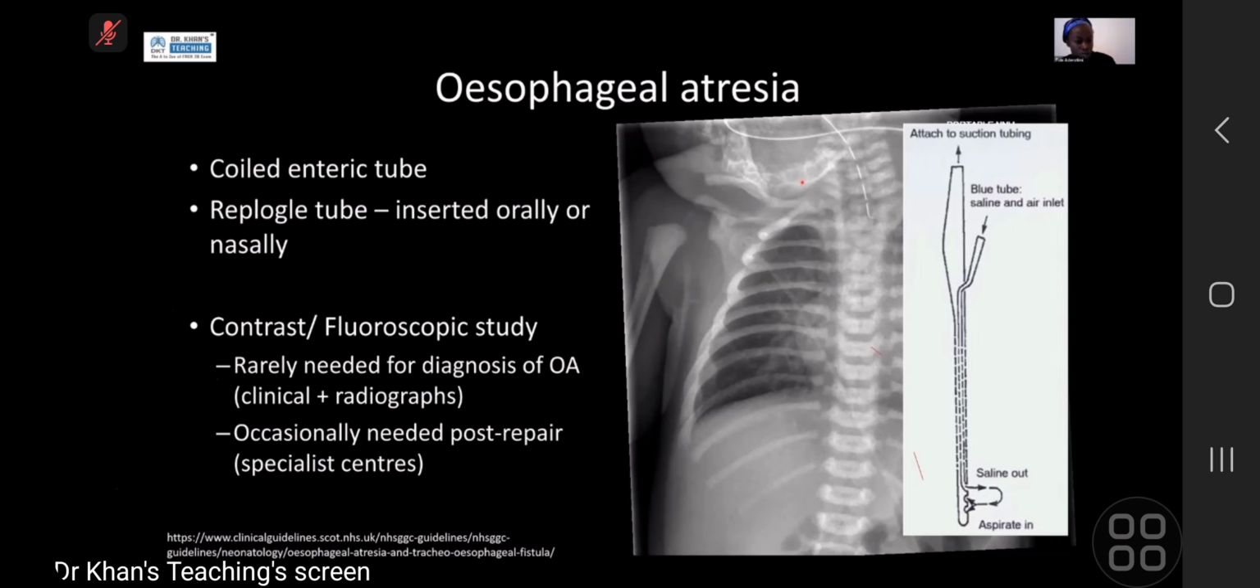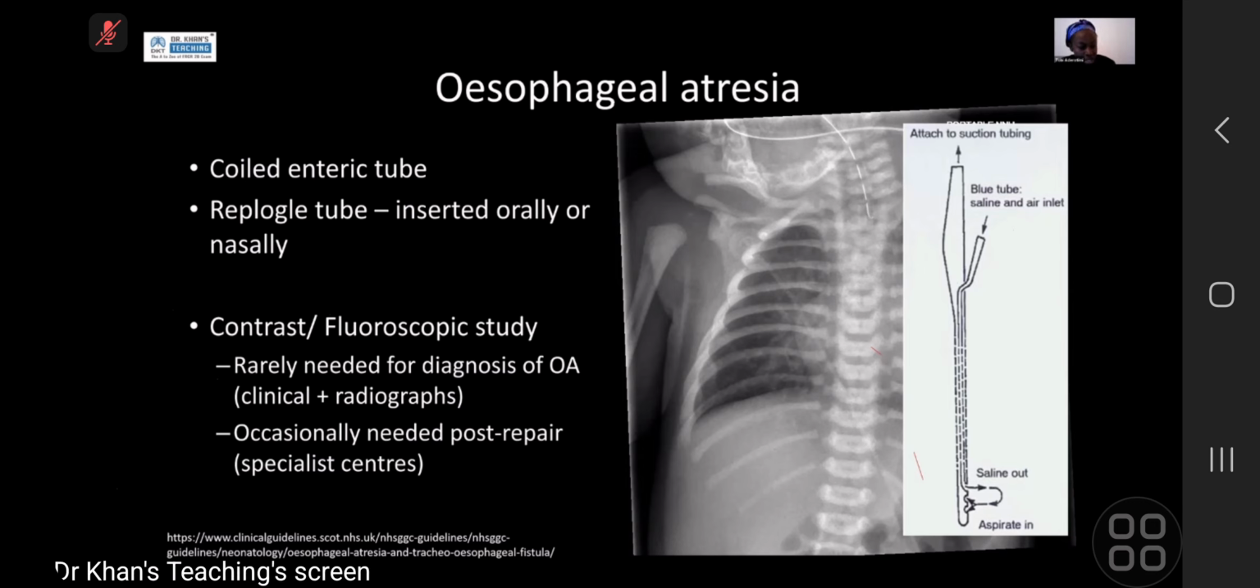So that's what the Replogle tube does. It just drains that blind ending atretic segment, and it's either inserted orally or nasally into the patient's esophagus. We don't do contrast studies to diagnose esophageal atresia. It's normally done clinically, and sometimes it's even diagnosed antenatally, and it's done clinically on presentation. They can't pass the NG tube, and then they do a radiograph, and that confirms the presence.